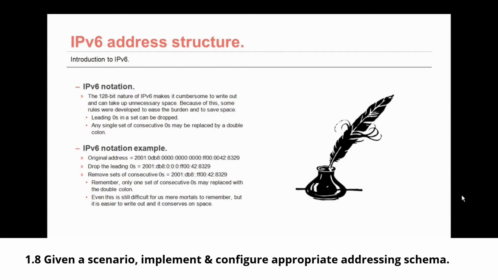the double colon. Why is that? Well, because if you could do it more than once, how would routers and other devices know how many zeros to pad in there? Even with this ability to shorten it, it's still difficult for us to remember IPv6 addresses, but it is still easier to write out, and it still conserves space within systems.